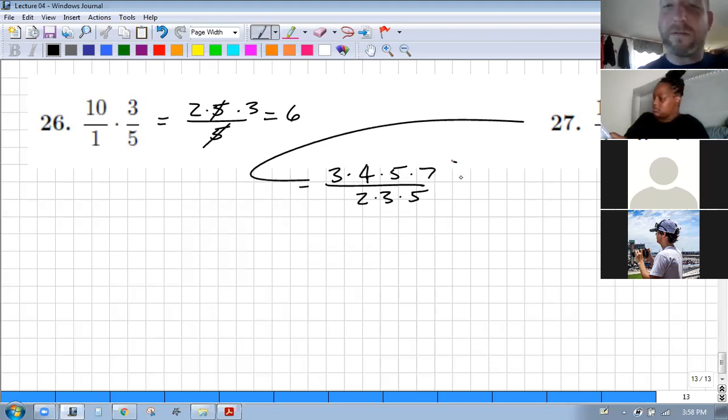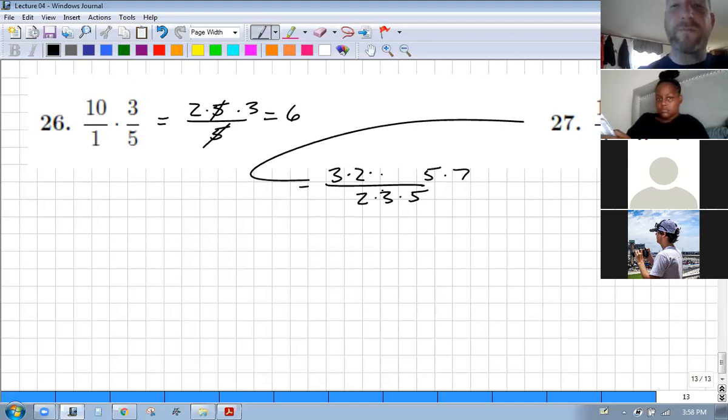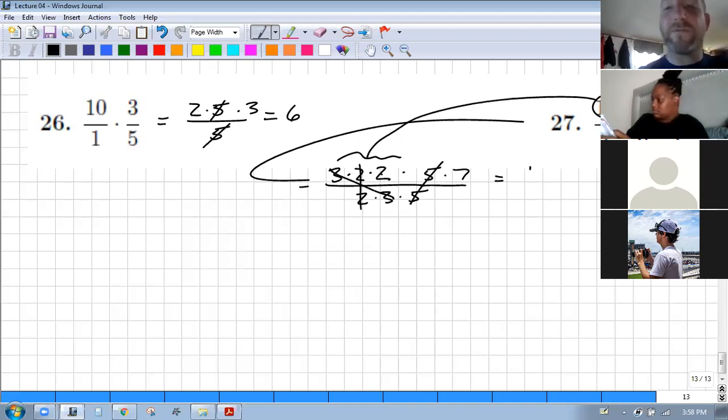Actually, this 12 up here, we do not want to just do 3 times 4. Let's do 3 times 2 times 2. Right? 3 times 2 is 6 times 2 is 12. So that way, we can cancel these 2's, cancel those 3's, cancel those 5's, and we're left with 14.